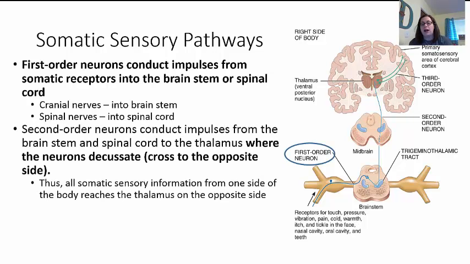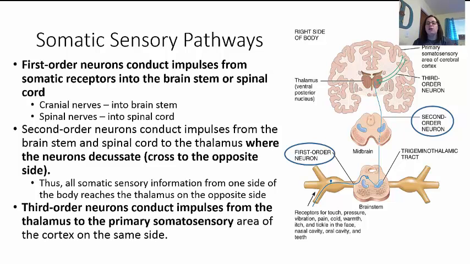Now the second order neuron is going to take this information and it's going to travel up to the thalamus. So the second order neuron is going to conduct the impulse, the information, and it's going to take it through the spinal cord, through the brainstem, and up into the thalamus. This is where the neurons then do what we call decussate, meaning that they're going to switch sides, cross to the opposite side of the body. So what really happens is you're going to detect the sensations over here on your right side that are taking place on the left side of your body and vice versa. Okay, so they're detecting the information from the opposite side. And you can see the second order neuron here.